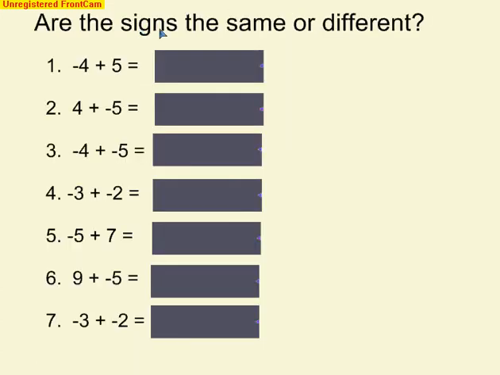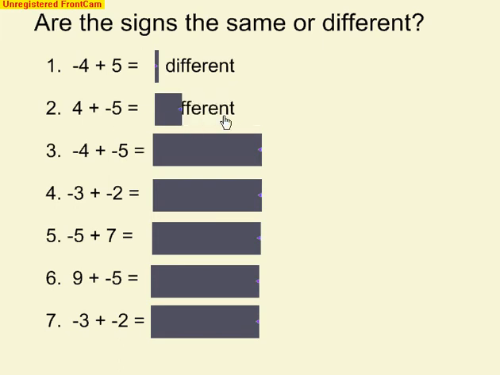So first, let's just look at some problems and see whether we think the signs are the same or different. Negative 4 plus 5. The signs are different. So when we solve, we want to subtract and keep the sign of the higher number. 4 plus negative 5. Again, the signs are different. Same rule applies. Negative 4 plus negative 5. The signs are the same. So we would want to add and keep the same sign.